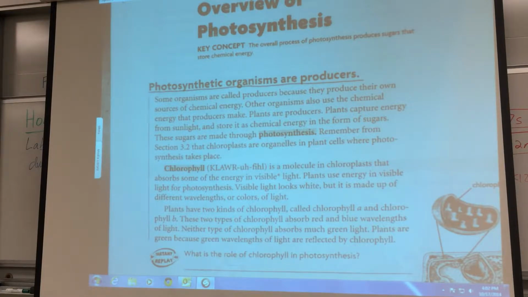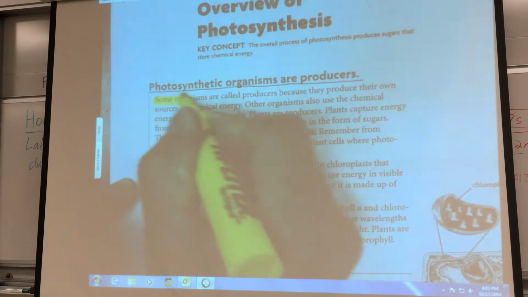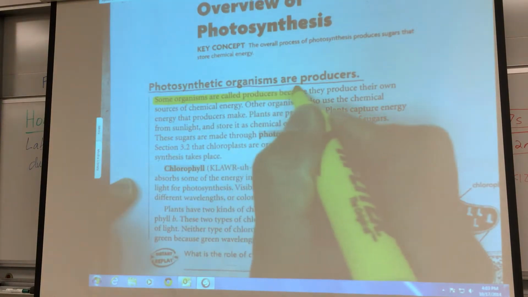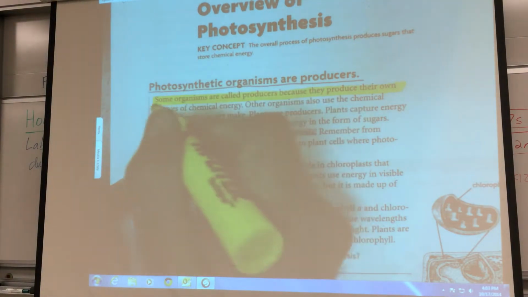The next step that I have them do is identify the topic sentence so that they know what the paragraph is going to be about. And they already know that typically the first sentence is going to be that topic sentence. So we do the main heading in one color or underline it, and then the topic sentence would be another color. The topic sentence here is: some organisms are called producers because they produce their own sources of chemical energy.